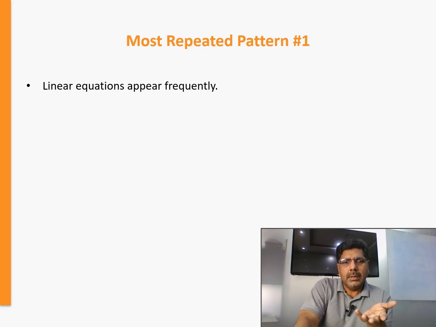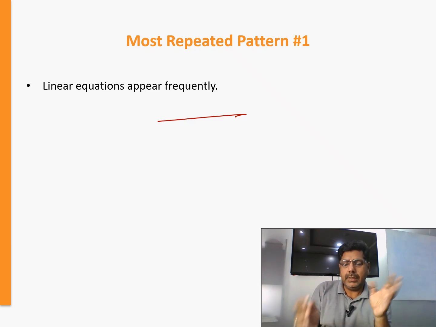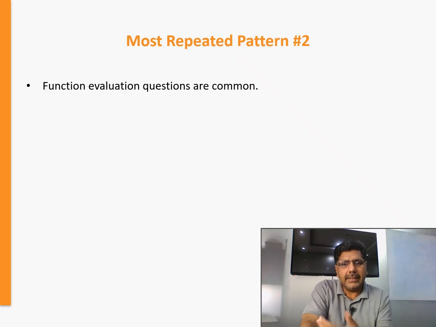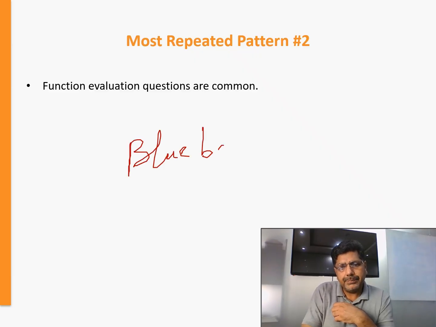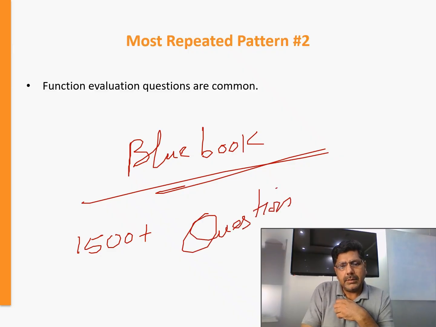Okay, so most repeated patterns we will discuss about the linear equation. Linear equations appear frequently. As I told you, when you are covering the first 5 chapters, you are covering 45% of the course. And then function evaluation questions are common, and we will particularly be solving the Blue Book, which is one of the essentials, and around 1500 plus questions repeated in the Blue Book, we will be solving them.